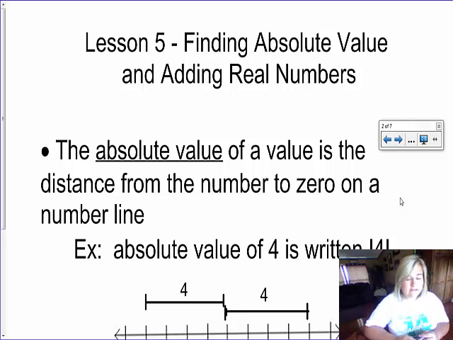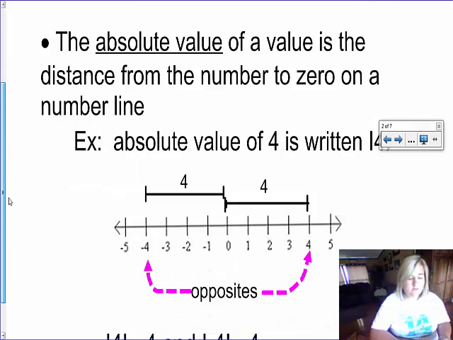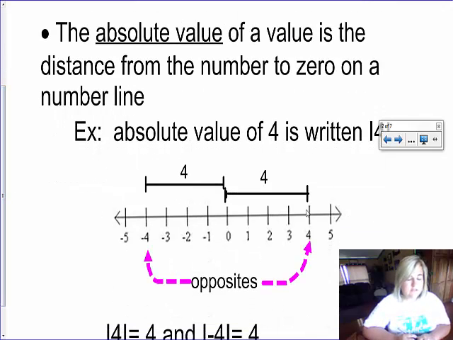Lesson 5, finding absolute value and adding real numbers. The absolute value of a value is the distance from the number to 0 on a number line. Oftentimes we get this confused with the negative or positive. You think opposites, and that's not the way it goes. We have to always remember that absolute value is the distance from 0.